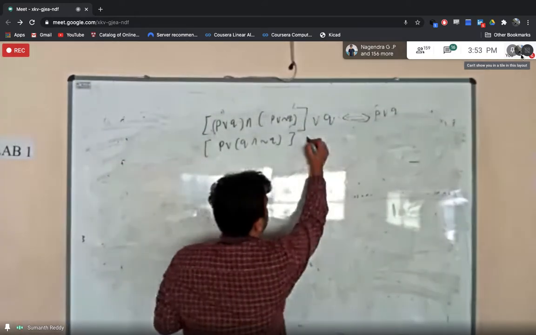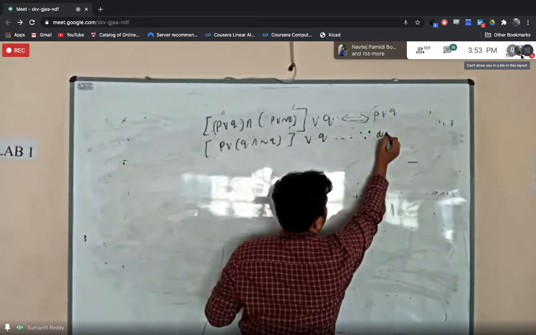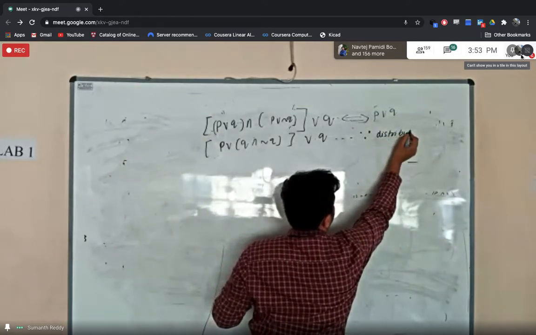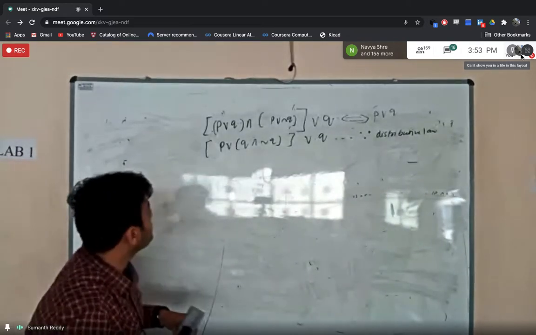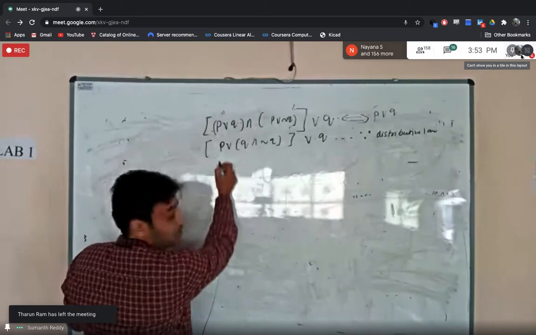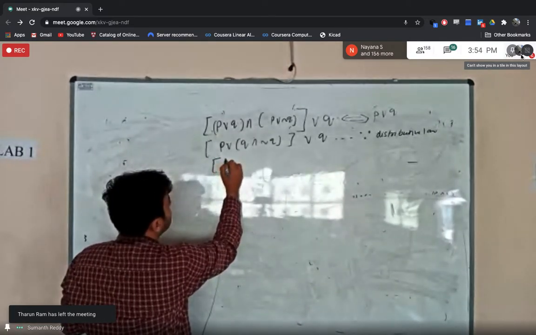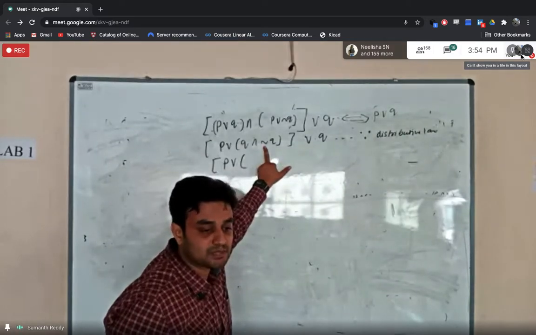So this RQ I will write as it is. Which is the law that I have applied? The law that I have applied is the distributive law. Fine. Now again, if you observe, which law can I apply here? This is in the form of P or (Q ampersand of negation of Q). That is by the inverse law.